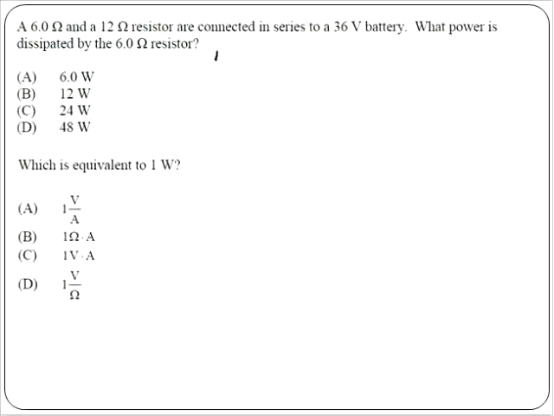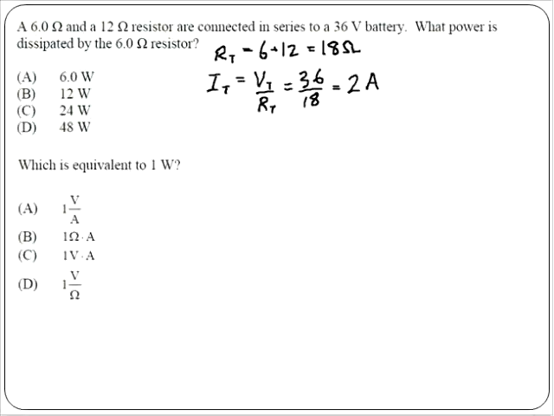The first step is to calculate the total resistance by saying 6 plus 12, which is 18 ohms. There's the total resistance in our circuit. Now we can calculate the total current, and remember, the total current is also the current in each resistor because it's a series circuit. So I equals Vt over Rt. I've got a 36 volt battery and 18 ohms of resistance. That's 2 amps of current, 2.0 to be exact, but I'm not going to worry about sig figs in a multiple choice question.